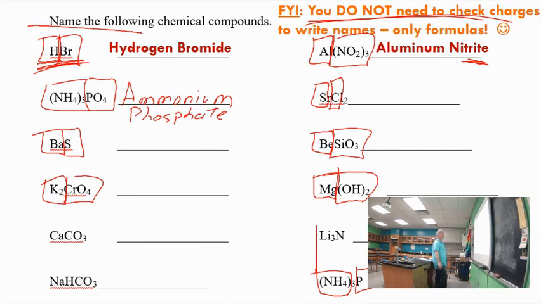Again, break them up into positives and negatives. If it doesn't start with an H4, it's just the one element. If it does start with an H4, that's your positive ion. The rest of your formula refers to your negative ion.